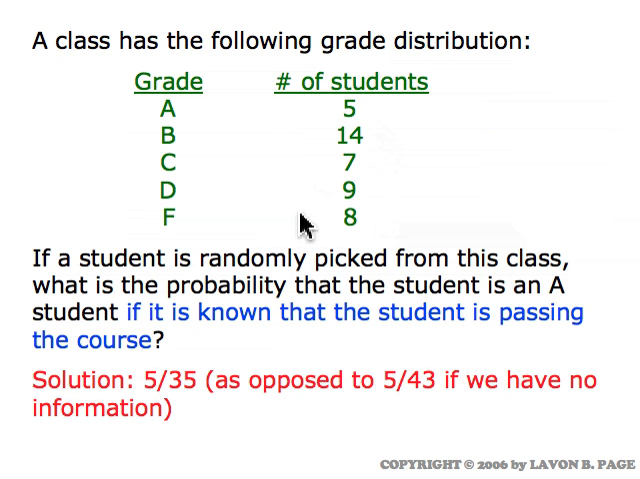However, we're looking at the situation where we have additional information. We know that the student is passing the course. If you subtract the 8 who are failing from the 43, we have 35 who are passing the course. 5 of those are A students. So based on the information that the student is passing the course, the chances that it's an A student is 5 chances in 35 as opposed to 5 chances in 43, which is what it would be if we did not have that information.